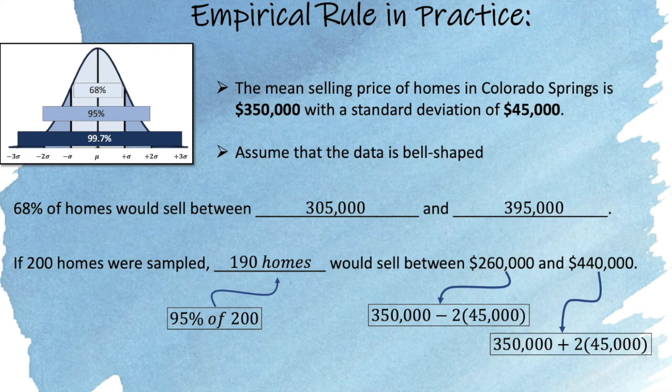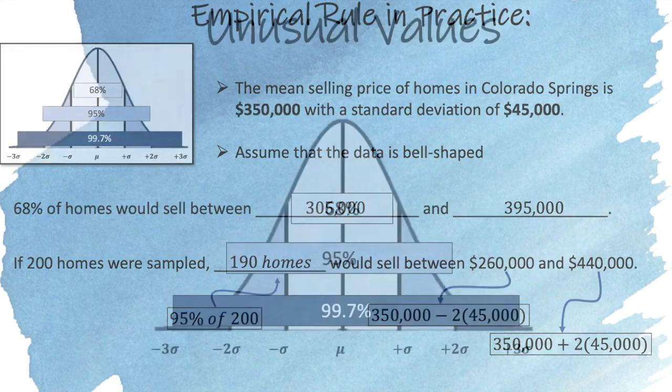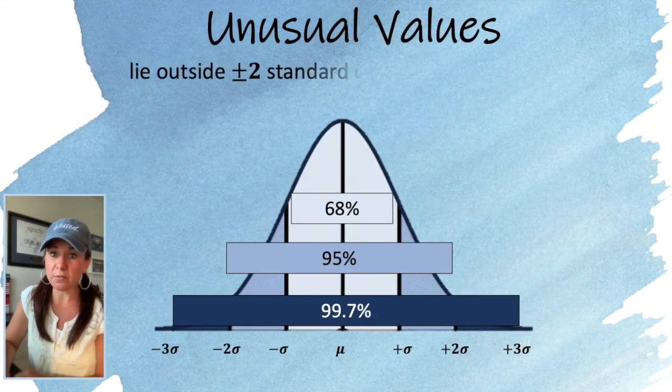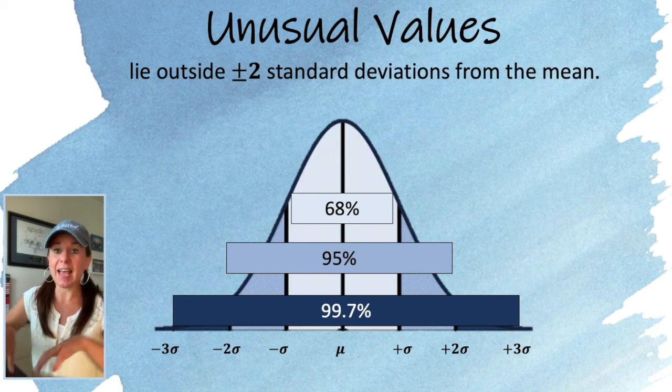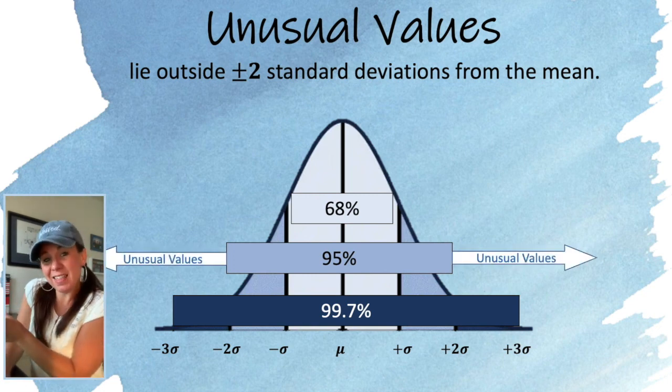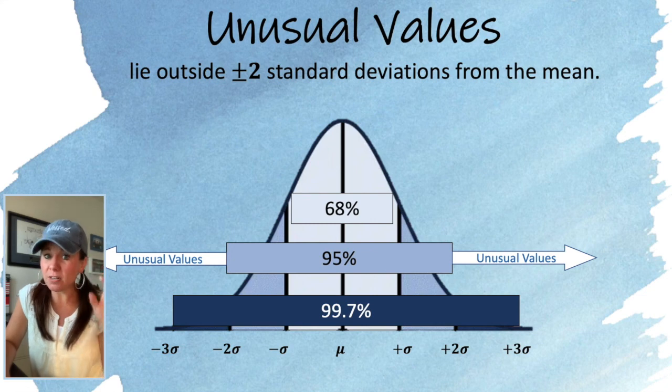One more cool thing about the empirical rule is that it helps us to define unusual values. And unusual values are any values that lie outside those plus or minus 2 standard deviations from the mean. So anything below that 95% and anything above, those are considered statistically unusual values.